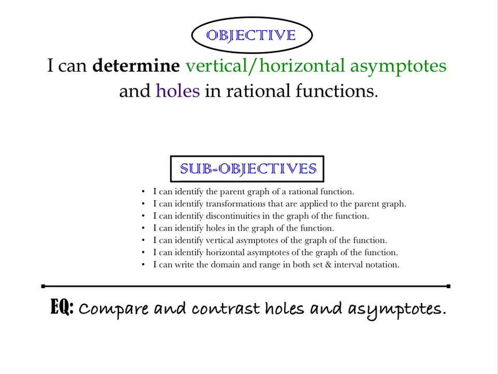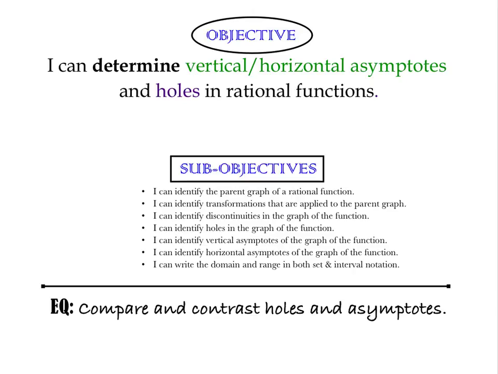Alright, so today's lesson is going to be about when we find those restricted values, what does that look like on a graph? So our main objective is to be able to determine the vertical and horizontal asymptotes and the holes that are in rational functions. And so these are the sub-objectives that we're going to be working on.